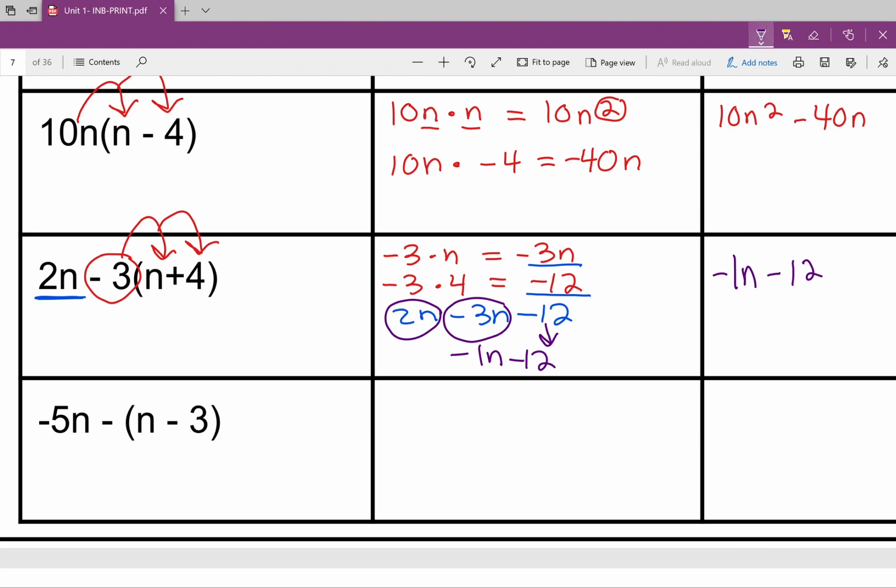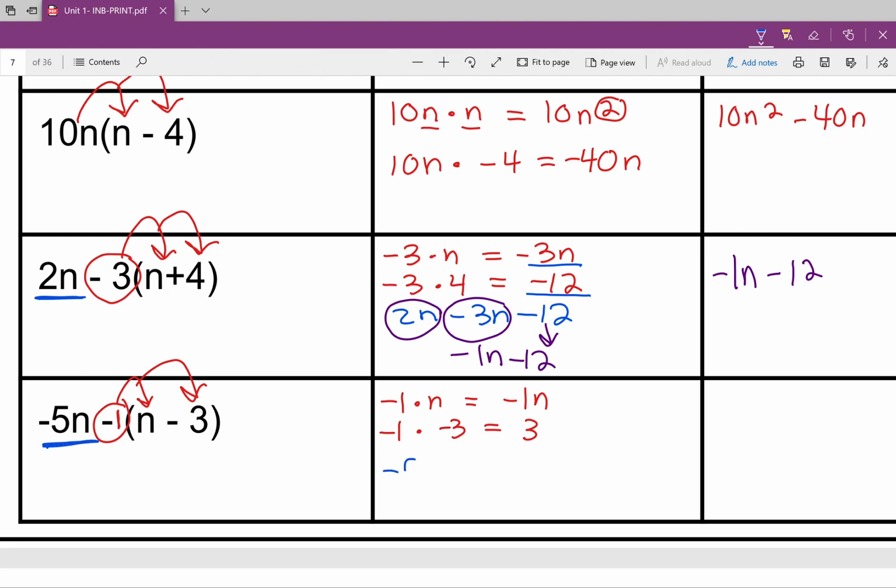Okay, last example here. Notice I do not have a number outside the parentheses. I just have that negative sign. If you have a negative sign outside the parentheses, we're going to assume that is a negative 1. So I'm going to multiply negative 1 by everything inside the parentheses. So I have negative 1 times n, which is equal to negative 1n, and negative 1 times negative 3, which equals 3. I still have a number outside, so I need to bring that down.